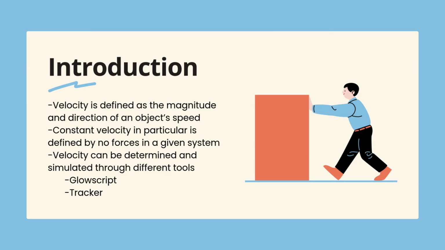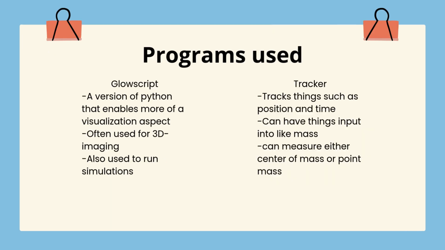So, for a brief introduction, velocity is defined as the magnitude and direction of object speed. Constant velocity, in particular, is defined by no forces in a given system. Velocity can be determined and simulated through different tools such as GlowScript and Tracker. GlowScript is a version of Python that enables a visualization aspect to the program. It is often used for 3D imaging and also used to run simulations.